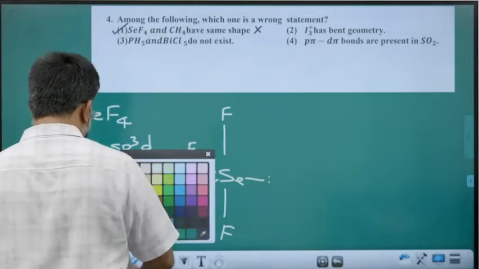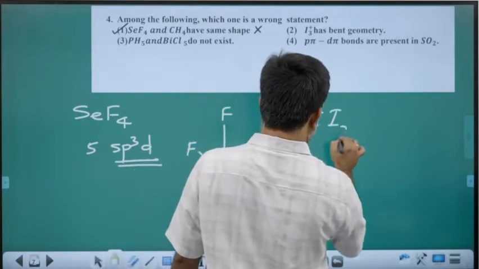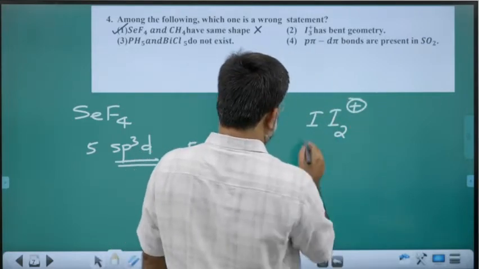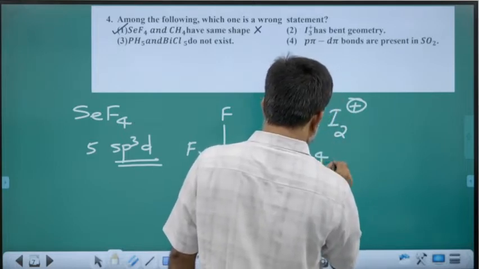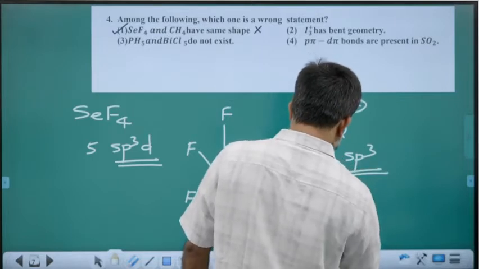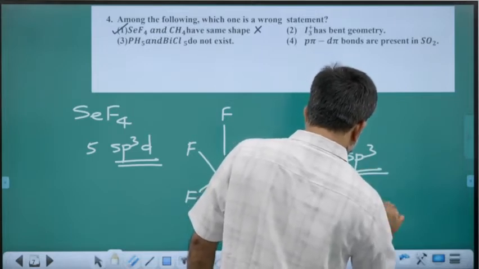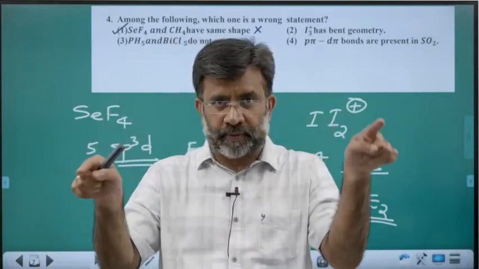AB2E or AB2E2. What about I3 plus? It is I2 plus. So it is 7 plus 2, 9 minus 1, 8, 4 electron pairs. It is sp3 type, so it is AB2E2 type. It is AB2E2 bend shape.